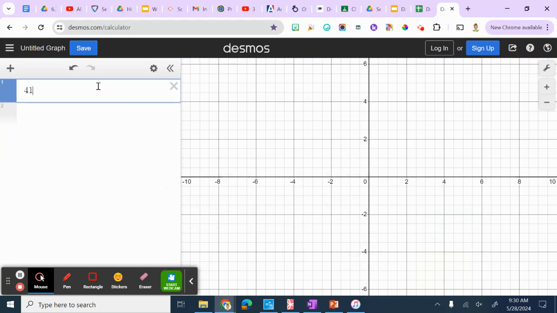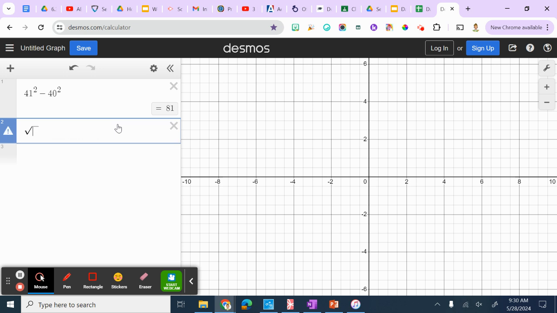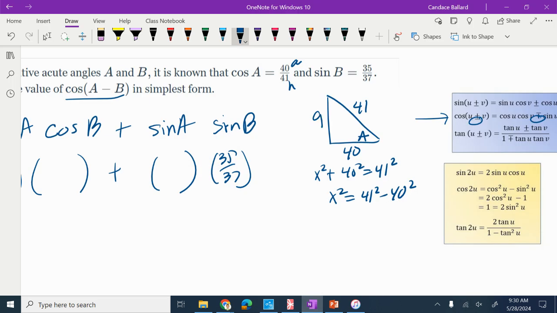So I'm going to go 41 squared minus 40 squared, and then take the square root of that, which I know, the square root of 81 is 9. So I know my other side is 9. That would mean the sine of A would be the opposite, 9, over the hypotenuse, 41.